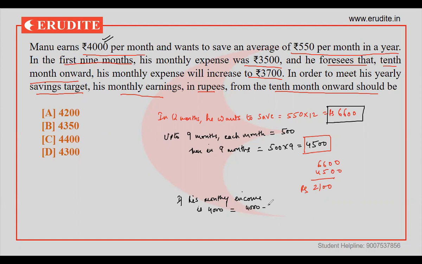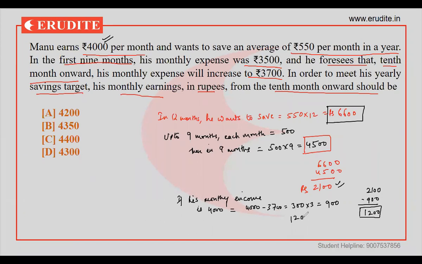4,000 minus 3,700. That means 300 each month. Then in 3 months, he is going to save 900. But he has to save 2,100 in the next 3 months. So how much remained? That is 1200 remained. So in this amount which is left, he has to save in these last 3 months. Sorry, not 1600, it is coming 1200, right? Not 1600, it is coming 1200.